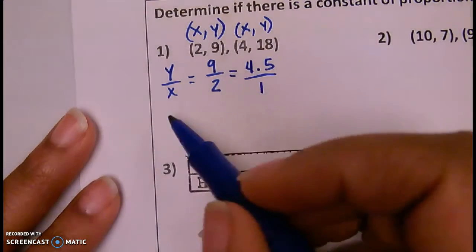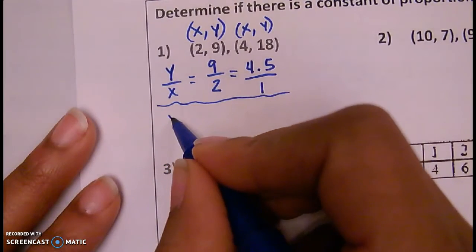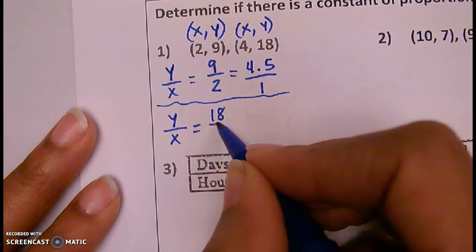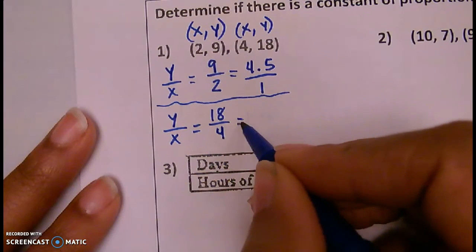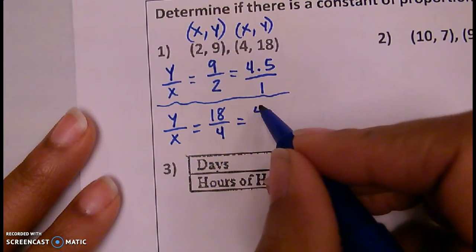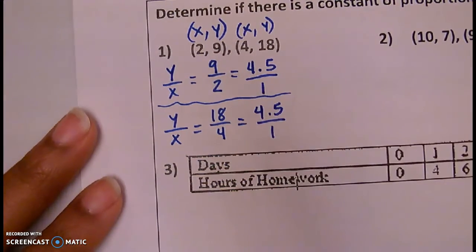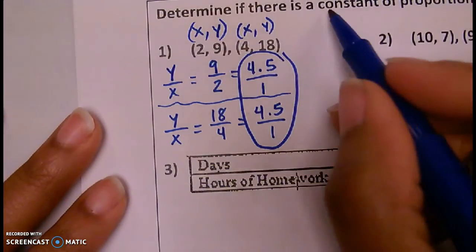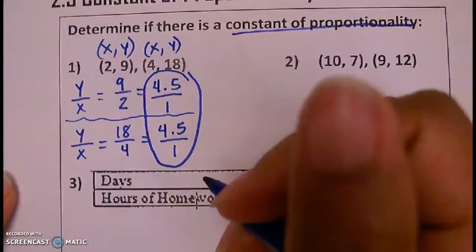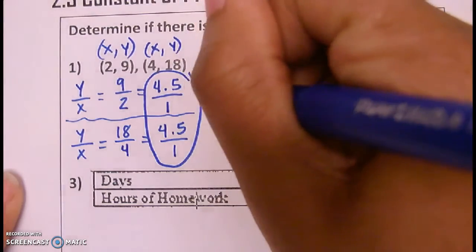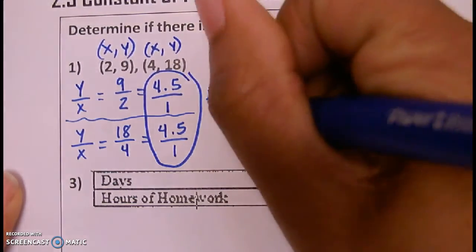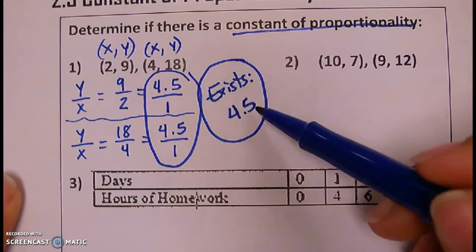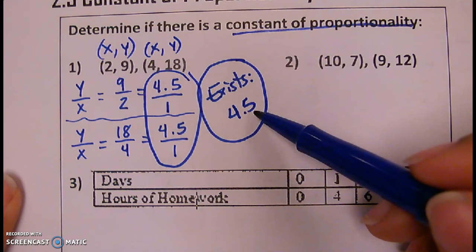Okay? So now that I've done my first ordered pair, I'm going to do my second one. Y over x equals 18 over 4. Which also, if I divide that out, is going to equal 4.5 over 1. Now, because these two unit rates are the same, the constant of proportionality does exist. And it is 4.5. So my answer is going to be, it exists, and it's 4.5.